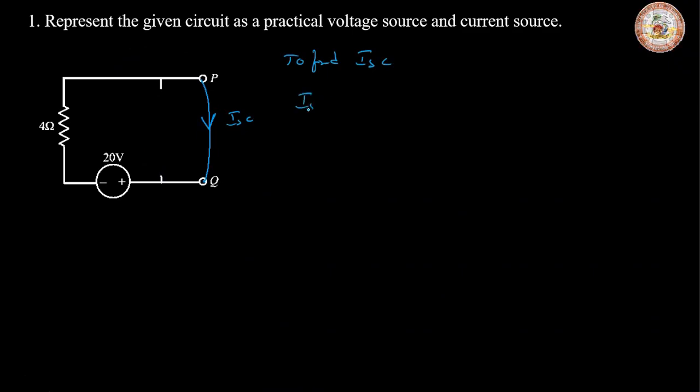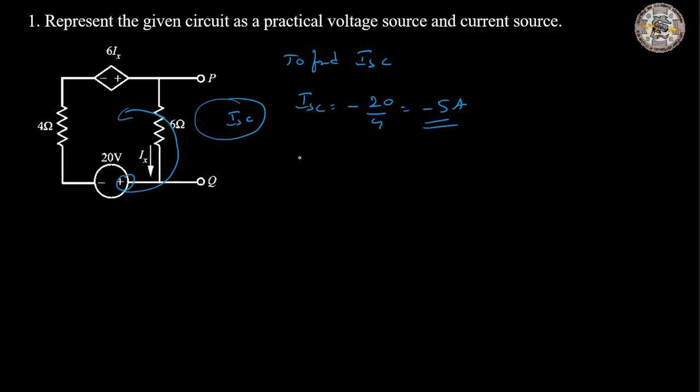So let's now find ISC. It's quite clear. We can simply say ISC is equal to minus of 20 by 4. So why minus? If you see, the current is actually flowing anti-clockwise. But what we have assumed is current from P to Q, that is going down. Thus it is minus 5 amperes.